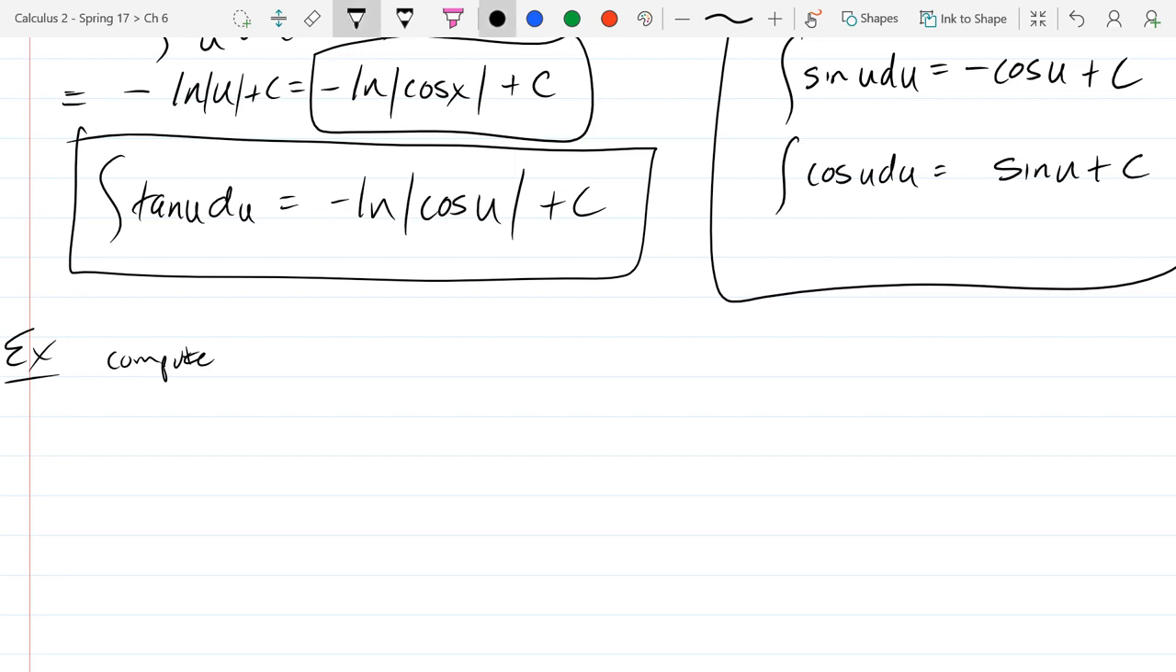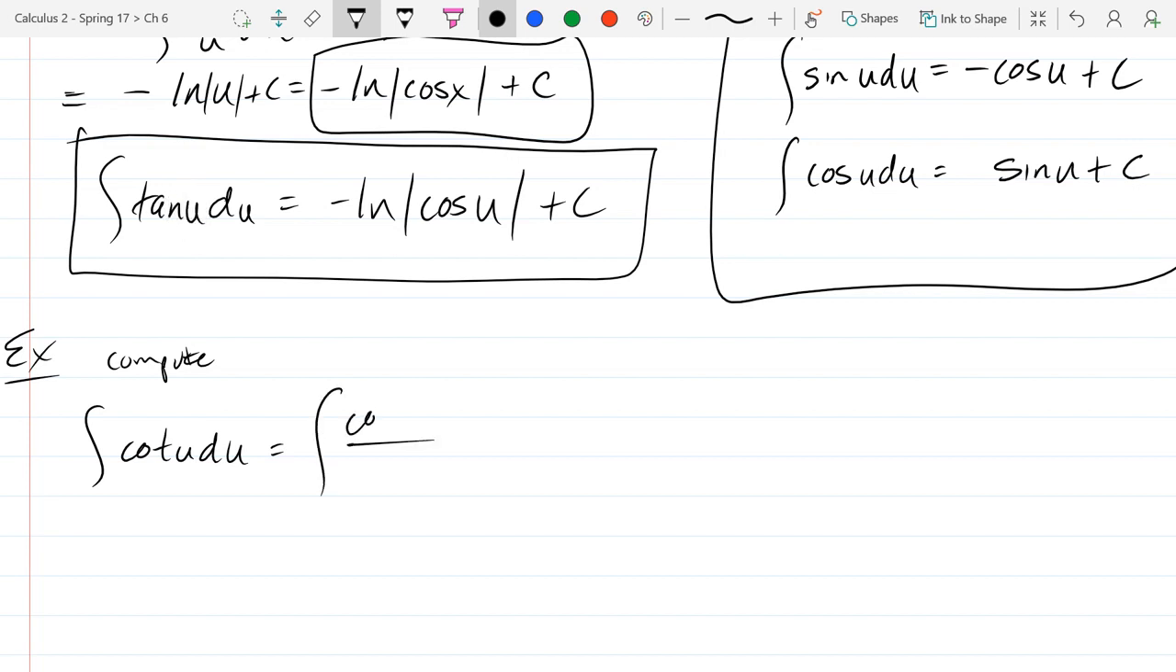So we'll compute the antiderivative of cotangent. This is going to work out almost exactly the same. We're going to do the same first step, write it as cosine and sine. This one is cos x over sine x, dx.